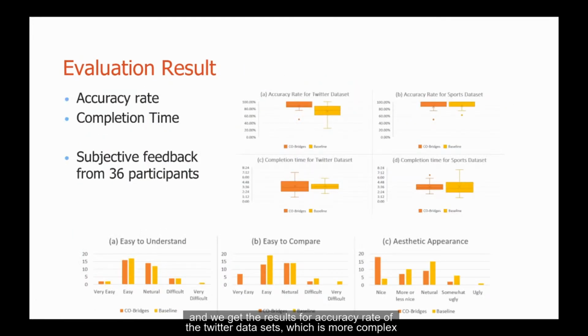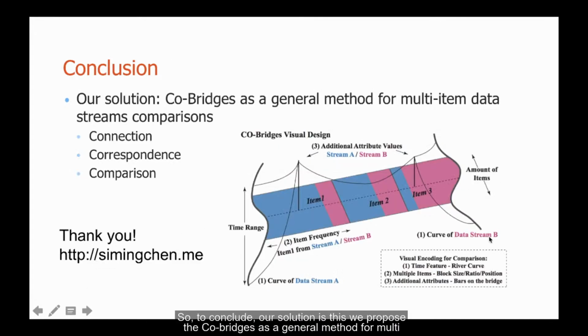We get the results. For the accuracy rate on the Twitter dataset, which is more complex, CodeBridges have significantly higher accuracies than the baseline, and otherwise they perform equally. The subjective feedback is also better for CodeBridges: easier to understand and compare, and also an attractive appearance. So to conclude, our solution is this.